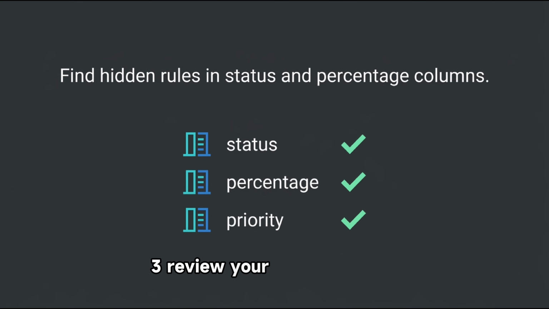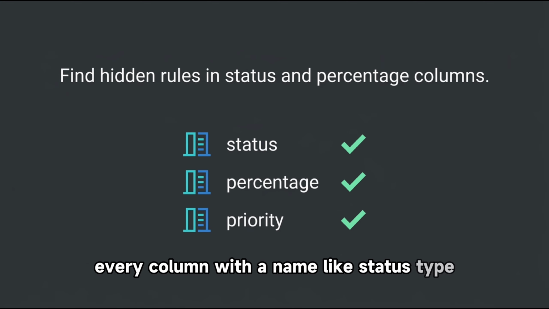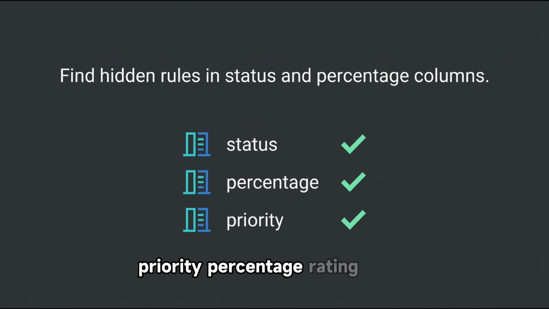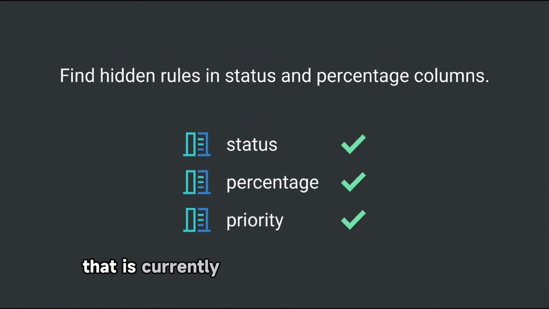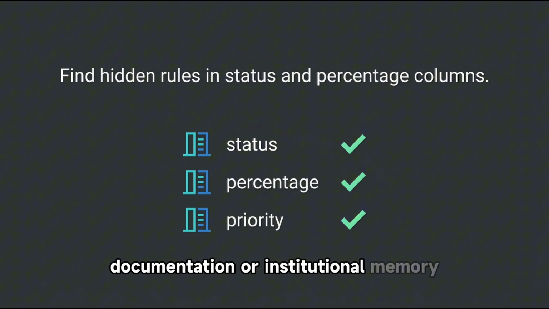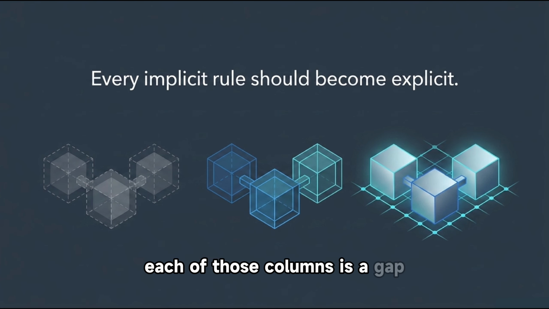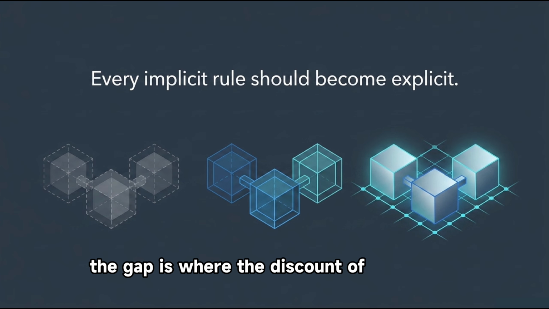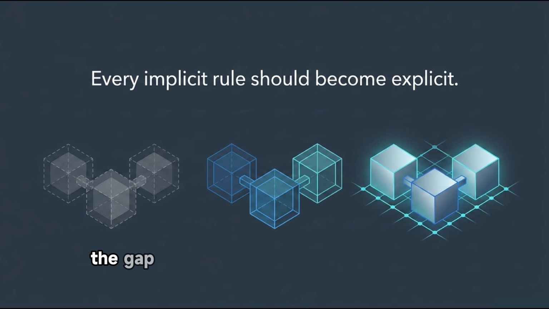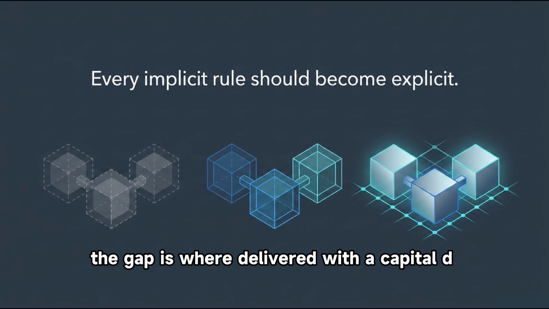Third, review your existing tables for columns that have implicit range or set rules, with no constraint enforcing them. Every column with a name like status, type, priority, percentage, rating, score, almost certainly has a valid range or an approved set of values that is currently held only in application code, documentation, or institutional memory. Each of those columns is a gap. The gap is where the discount of 120 enters. The gap is where delivered with a capital D accumulates.